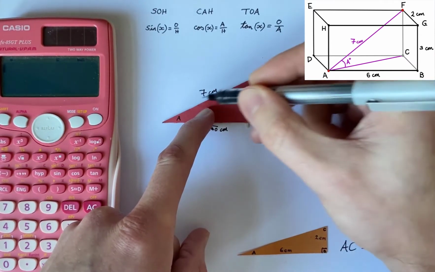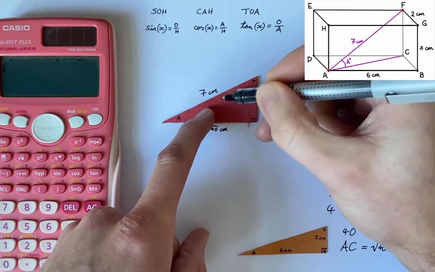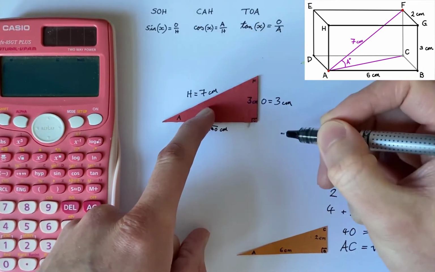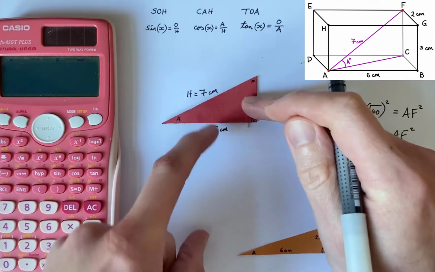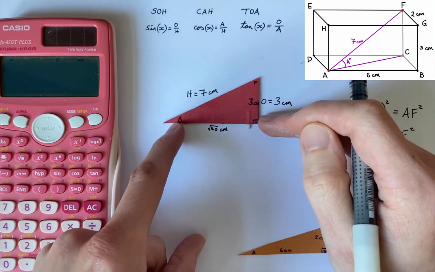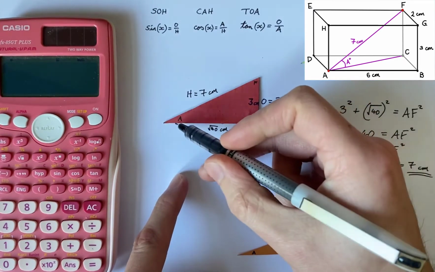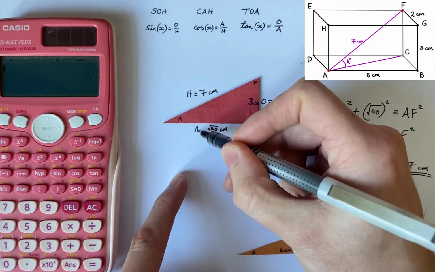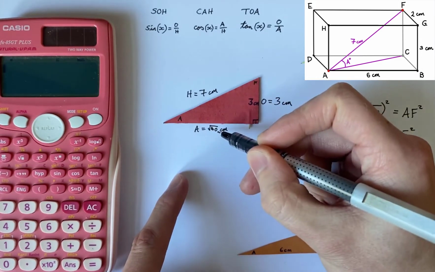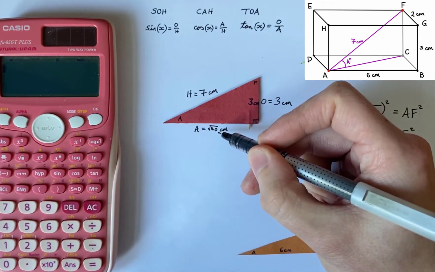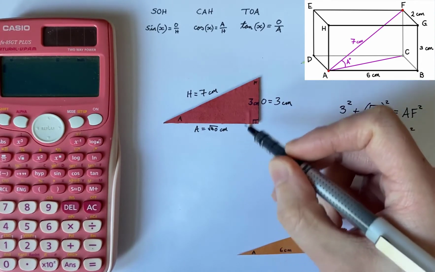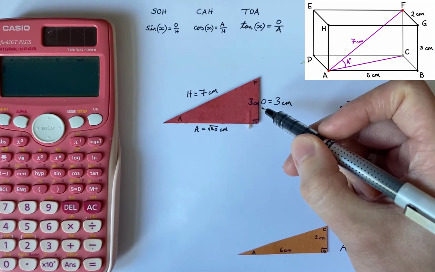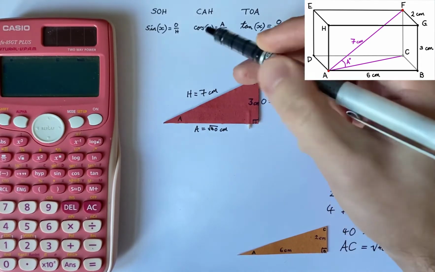And our longest side, opposite the right angle, is always the hypotenuse. So our hypotenuse H equals 7 centimeters. And if we were wanting to label it fully, the adjacent side to the angle that we're interested in, A, is equal to the square root of 40 centimeters. So generally it's easier to use simpler numbers, so I'll choose the hypotenuse and the opposite to figure this one out.